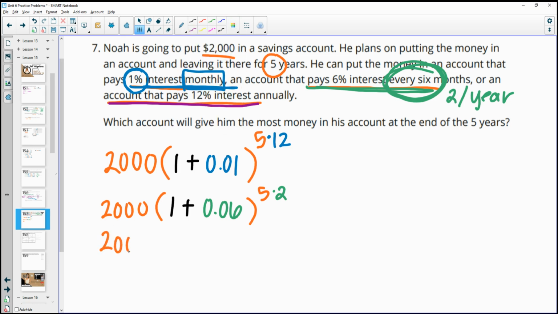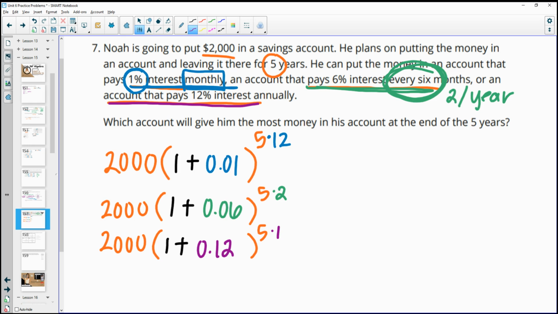Then the final account is giving him 12% compounded annually. So now 12% as a decimal is 0.12. And then this is just happening once per year, so this is just going to stay at 5. You can put the times 1 up there if you want, just so you can see where it's coming from.